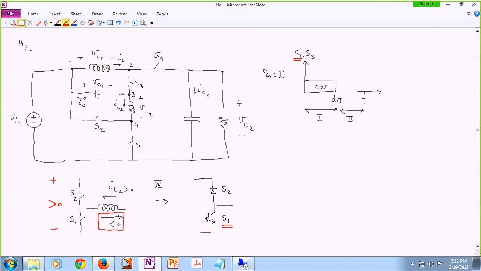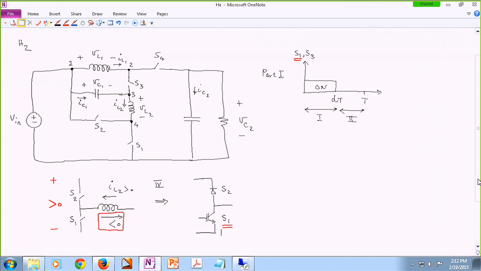Okay, you could say that, but the voltage transfer ratio that you found was based on the assumption that S1 and S2 are the active switches. So you can do that, but then you have to go back and redo your voltage gain calculations. You can assume that S2 and S4 are the commanding switches, but then you have to go back and redo your voltage gain calculations.